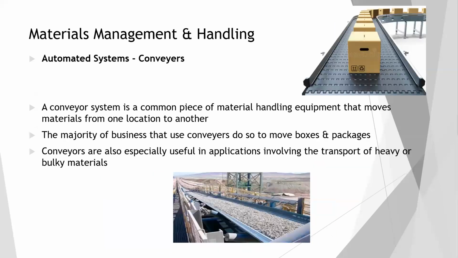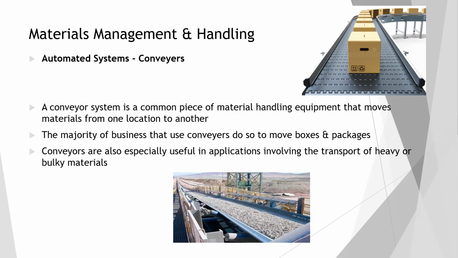Now let's talk about conveyors. A conveyor system is a common piece of material handling equipment that moves materials from one location to another. When you think of a warehouse, perhaps this is what you think of: boxes moving on a conveyor. The majority of businesses that use conveyors, that's what they move on it.